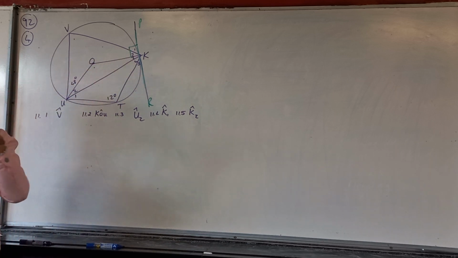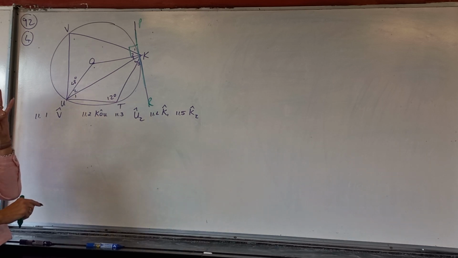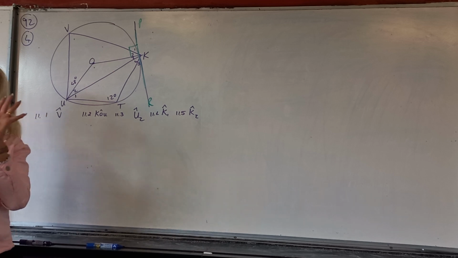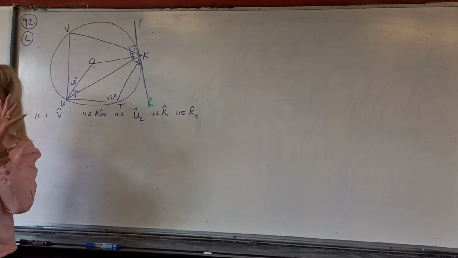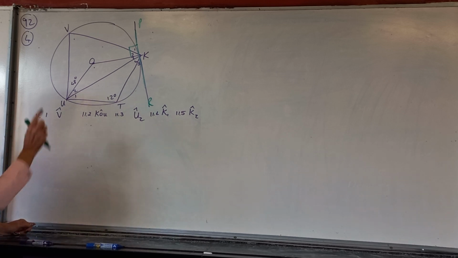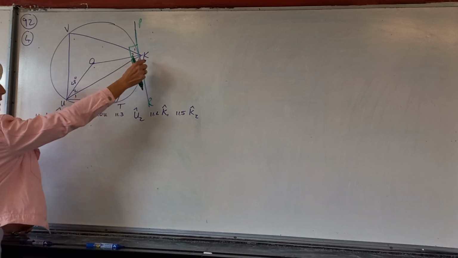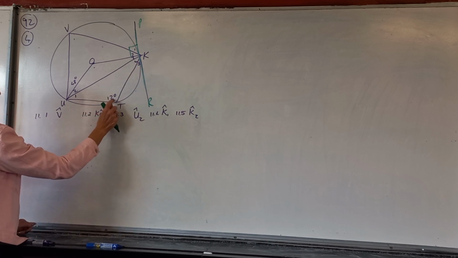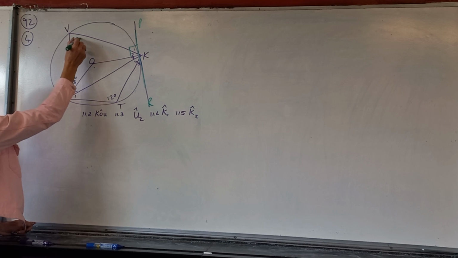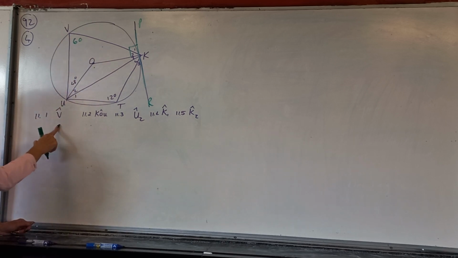Then we've got bow tie. I'm not seeing a bow tie. Okay? Then we've got cyclic quads. Is there a cyclic quad? Yes. And the cyclic quad is V-U-T-K. Meaning that if this is 120, this is 60, because it's opposite angles supplementary, right? Yes. And this is the first question.